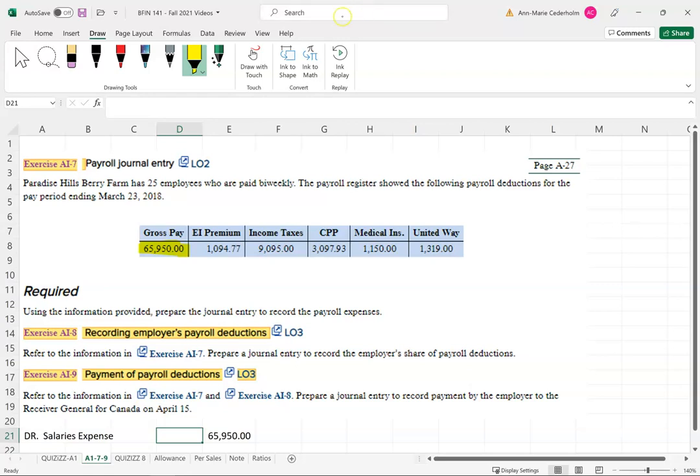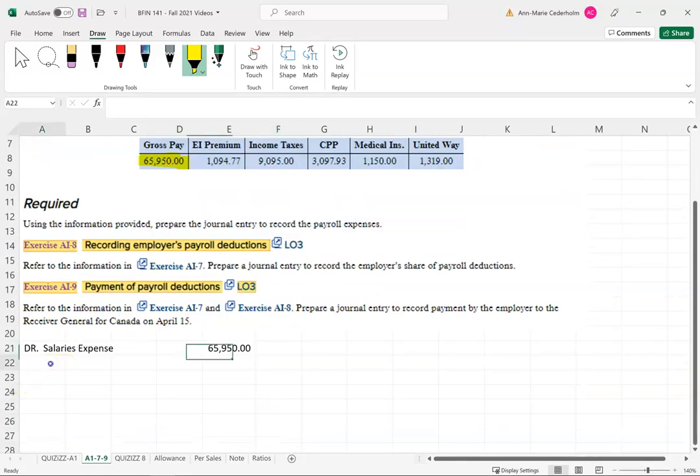Now what we have to do is deduct the EI. So we have to collect EI on the employee's behalf, and then we'll have to remit that to Canada Revenue Agency. So I'm just going to put that into a payable account until that happens. So 1094.77. And that's that amount there.